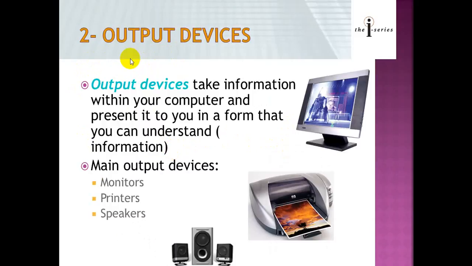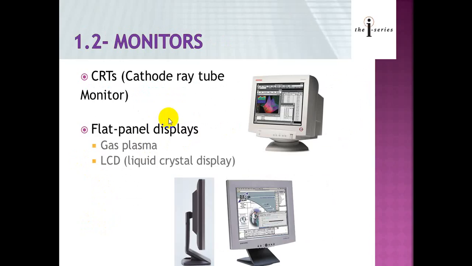Then I have output devices. Output devices take information within your computer and present it in a form that you can understand. That is the information. The main output devices we have are monitors, printers, and speakers. Monitors are the most common output device we need with our computers.